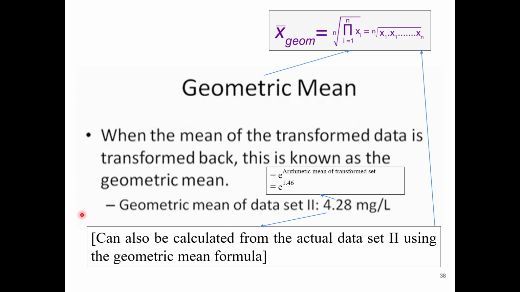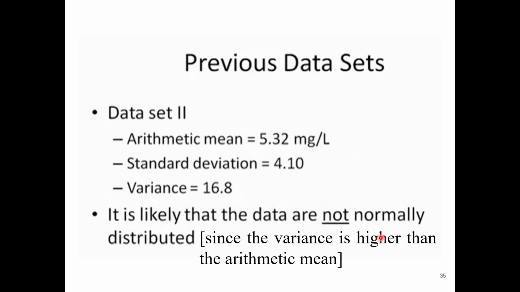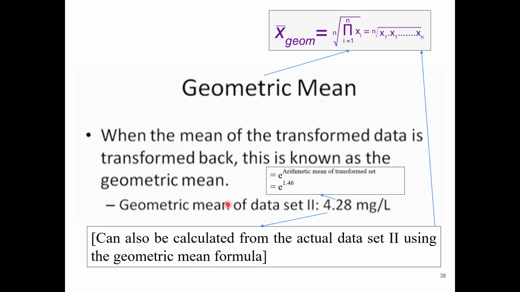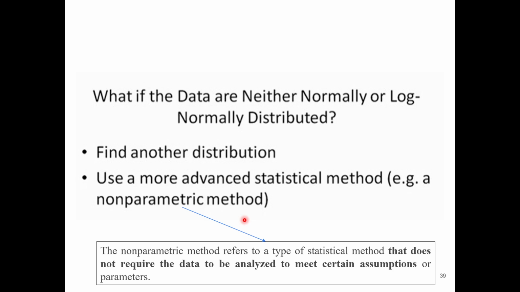If you check the geometric mean of the actual data, the geometric mean is the nth root of the product of the n values. From mathematics, you will find that the geometric mean is the nth root of the product of n values. If you find the geometric mean of these actual values, it will also come to be 4.28. You can check that. So the mean of the transformed data when transformed back is equal to the geometric mean of the actual data. That is the relation.